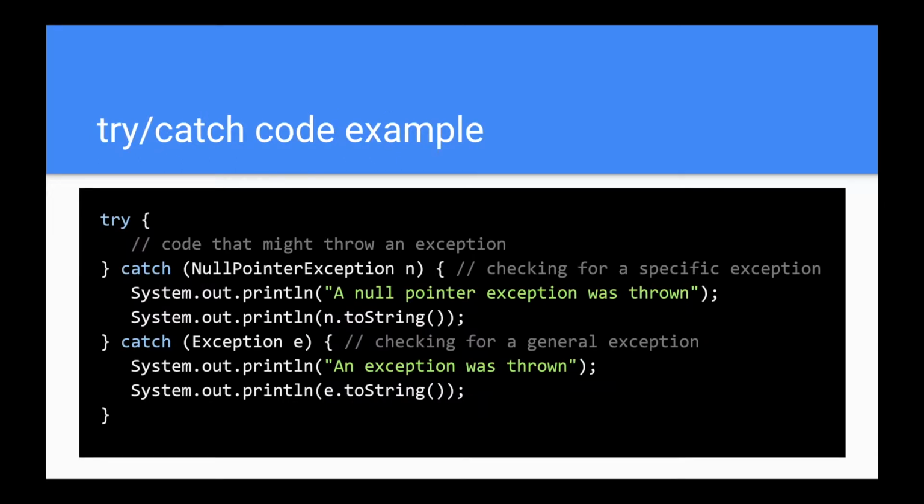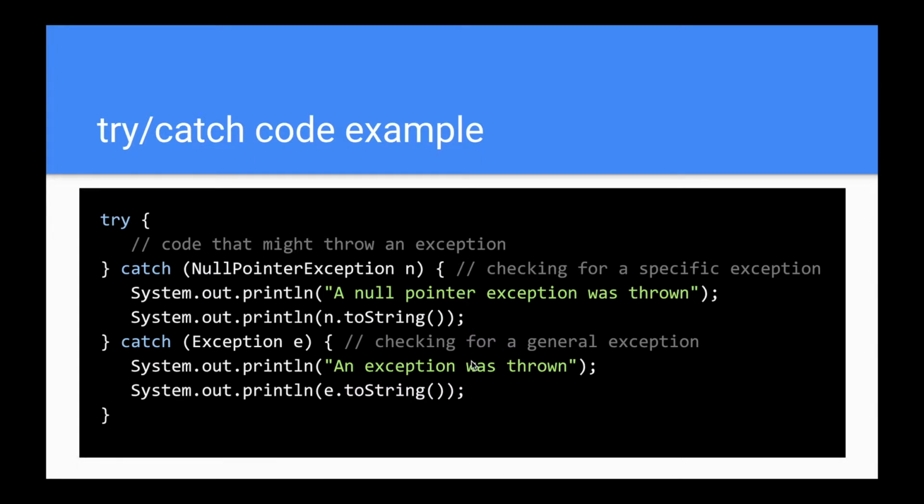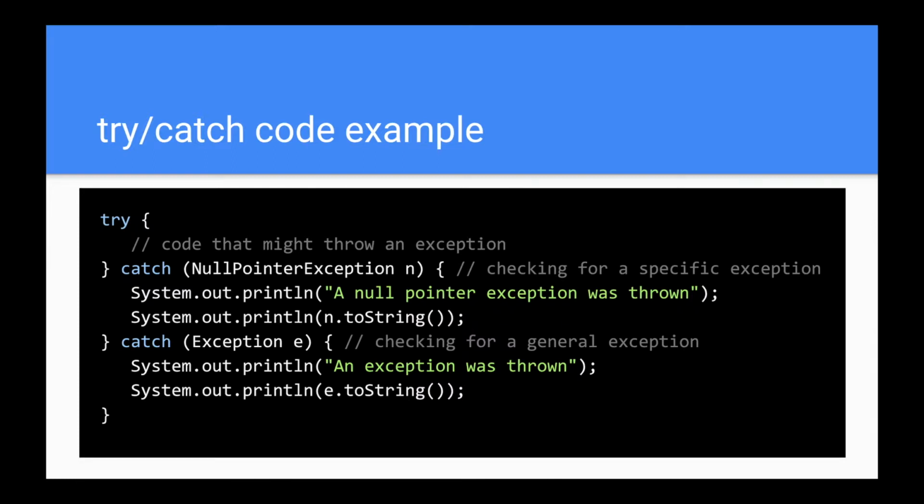The try-catch code example. So here's an example of a try-catch. There's try, and then some code that might throw an exception. And then this is an example of catching a specific exception, which would be a null pointer exception. And so after you catch it, you would print a null pointer exception was thrown, and then you could print out e.toString, for example. And this will catch all other kinds of exceptions that happen. So System.out.println, an exception was thrown, and then this e.toString would give you more information about the exception, like the kind of exception that it was and the message associated with it.